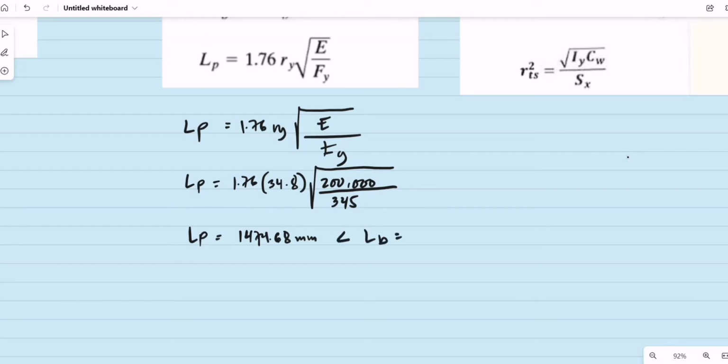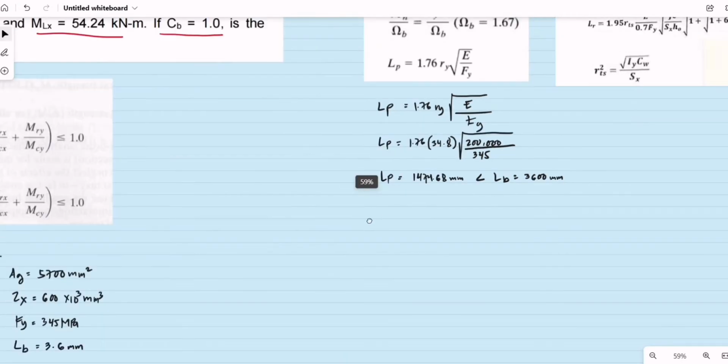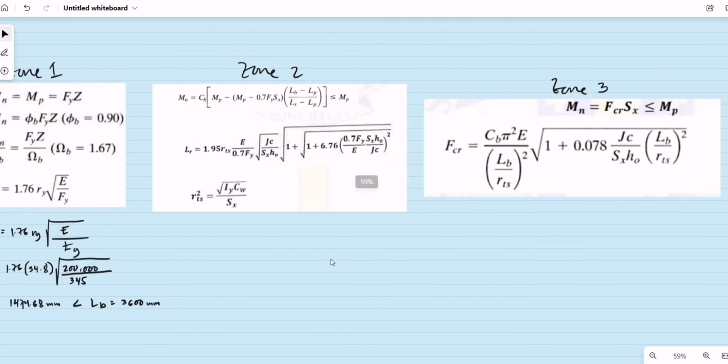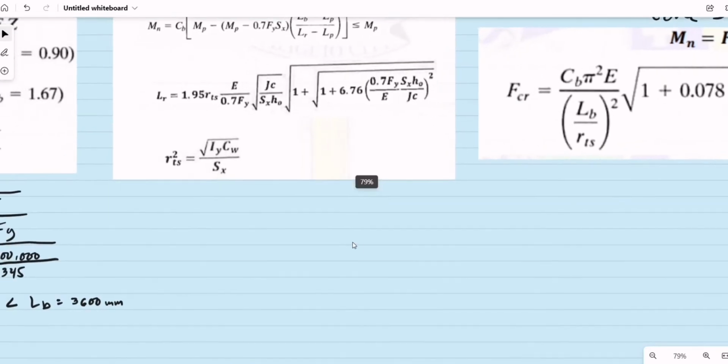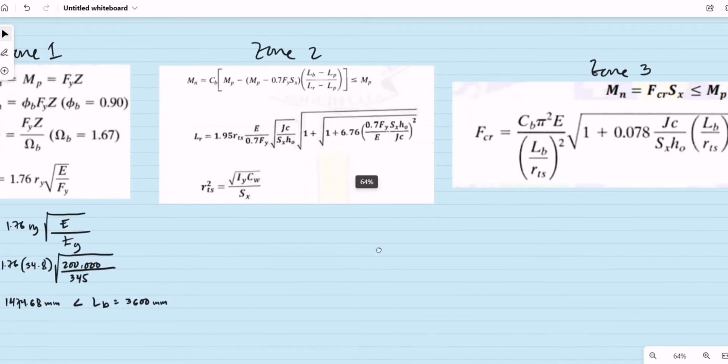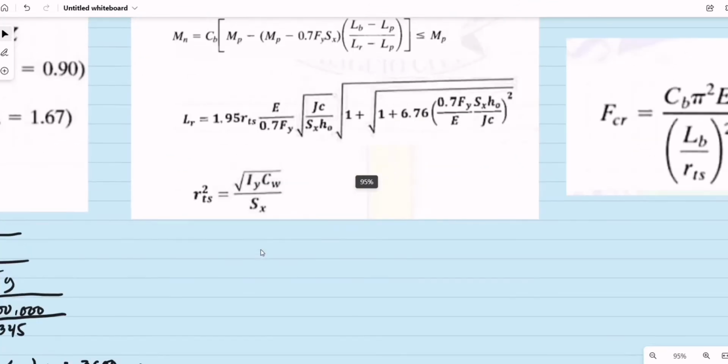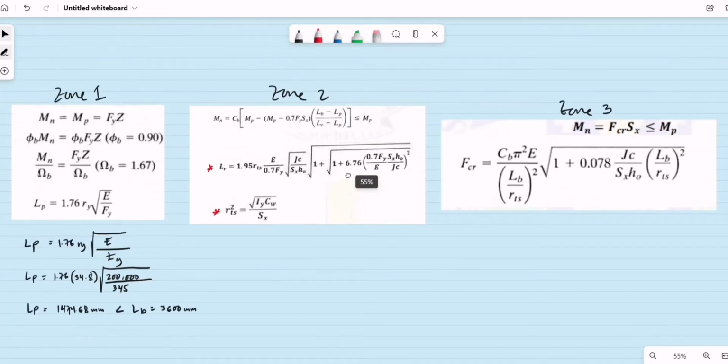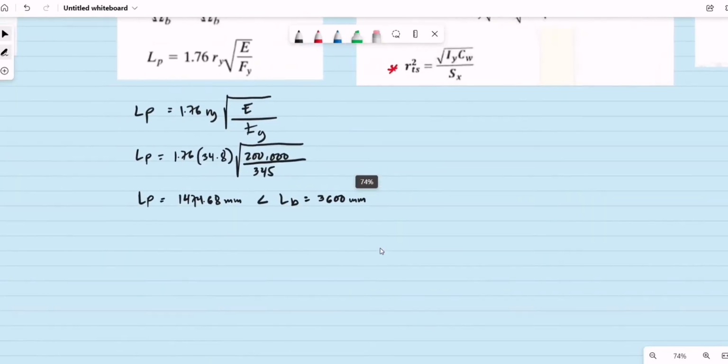So again, the unbraced length is 3.6 meters, or this is 3,600 millimeters. So we need to check if it is under zone 2 or zone number 3. For us to determine if it is under zone 2 or zone number 3, we need to compute for the value of the L sub R. So for the L sub R, we'll be needing first the value of the R sub TS. So let us compute for the value of the R sub TS.